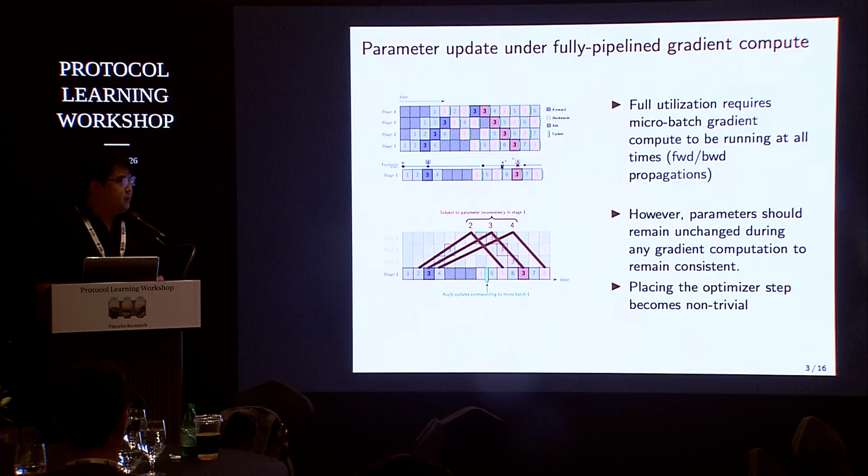But if you actually try to fully utilize by always pipelining new micro batches, one problem is that it becomes non-trivial to actually place the optimizer step, because when we perform the parameter updates, some micro batches will see different weights from forward and backwards.